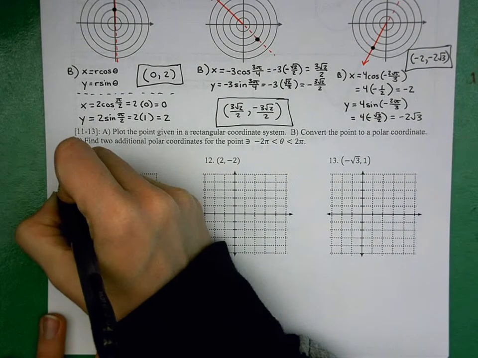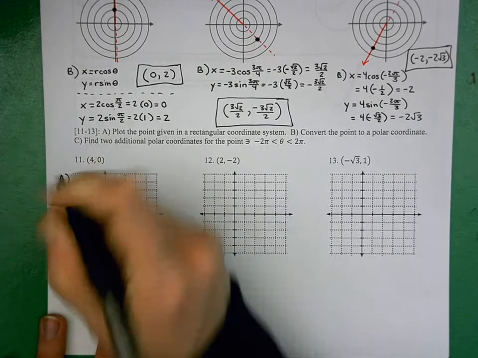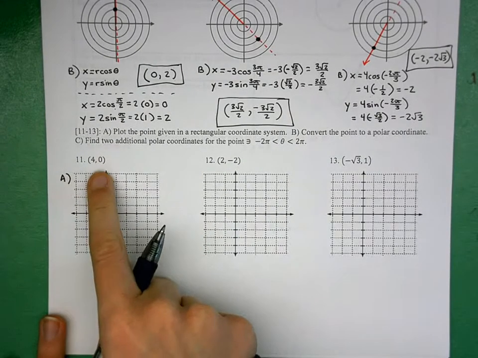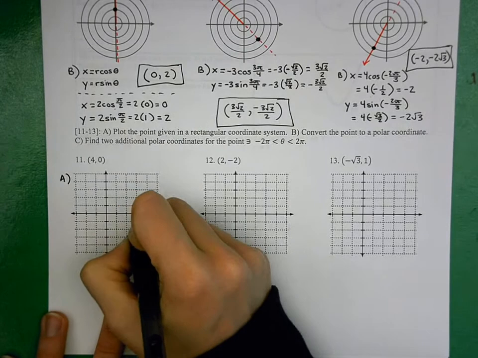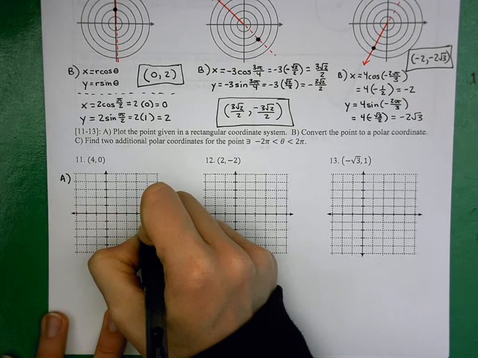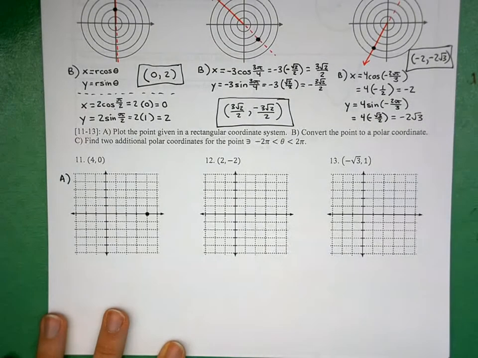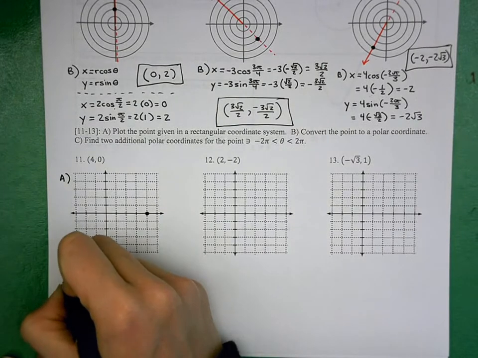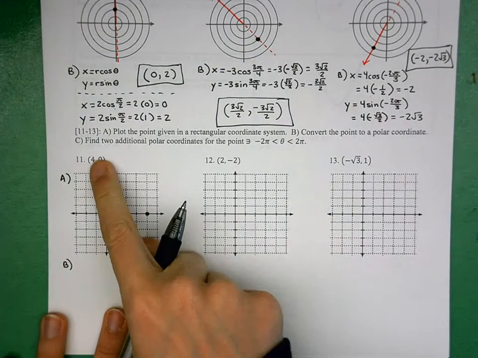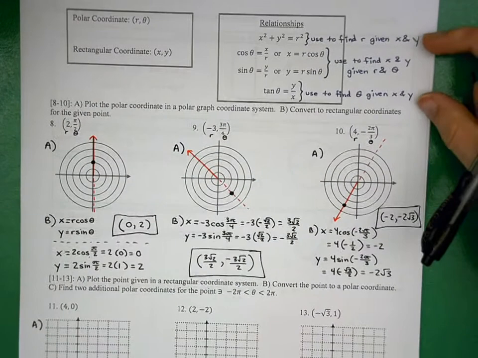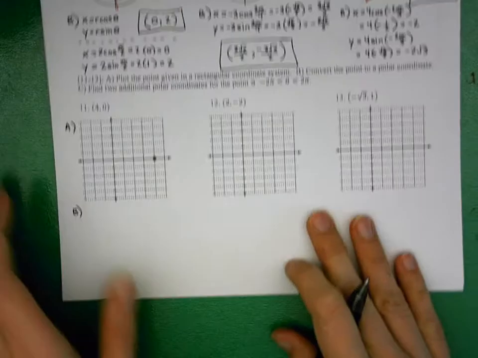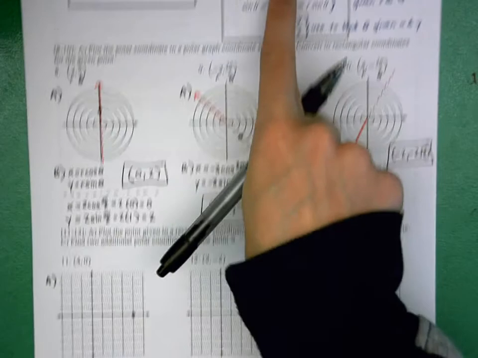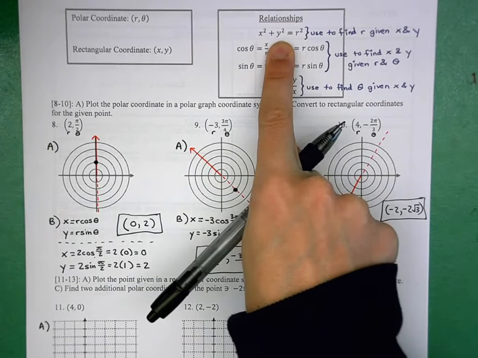Okay, we have A, (4, 0), plotting our point. Well, (4, 0) is out here. B, converting. Okay, I've got an x, y coordinate point. So again, when I'm given x and y, I usually use these 2 to find r and then theta. So first up, let's go ahead and find our r. R, remember, is x squared plus y squared equals r squared.